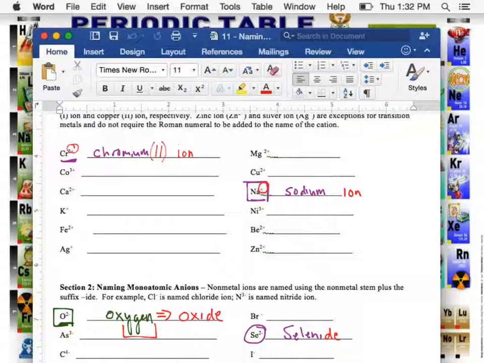And we get selenide. Okay? Kind of arbitrary, but that's what's happening. Just chop it off and put it in.